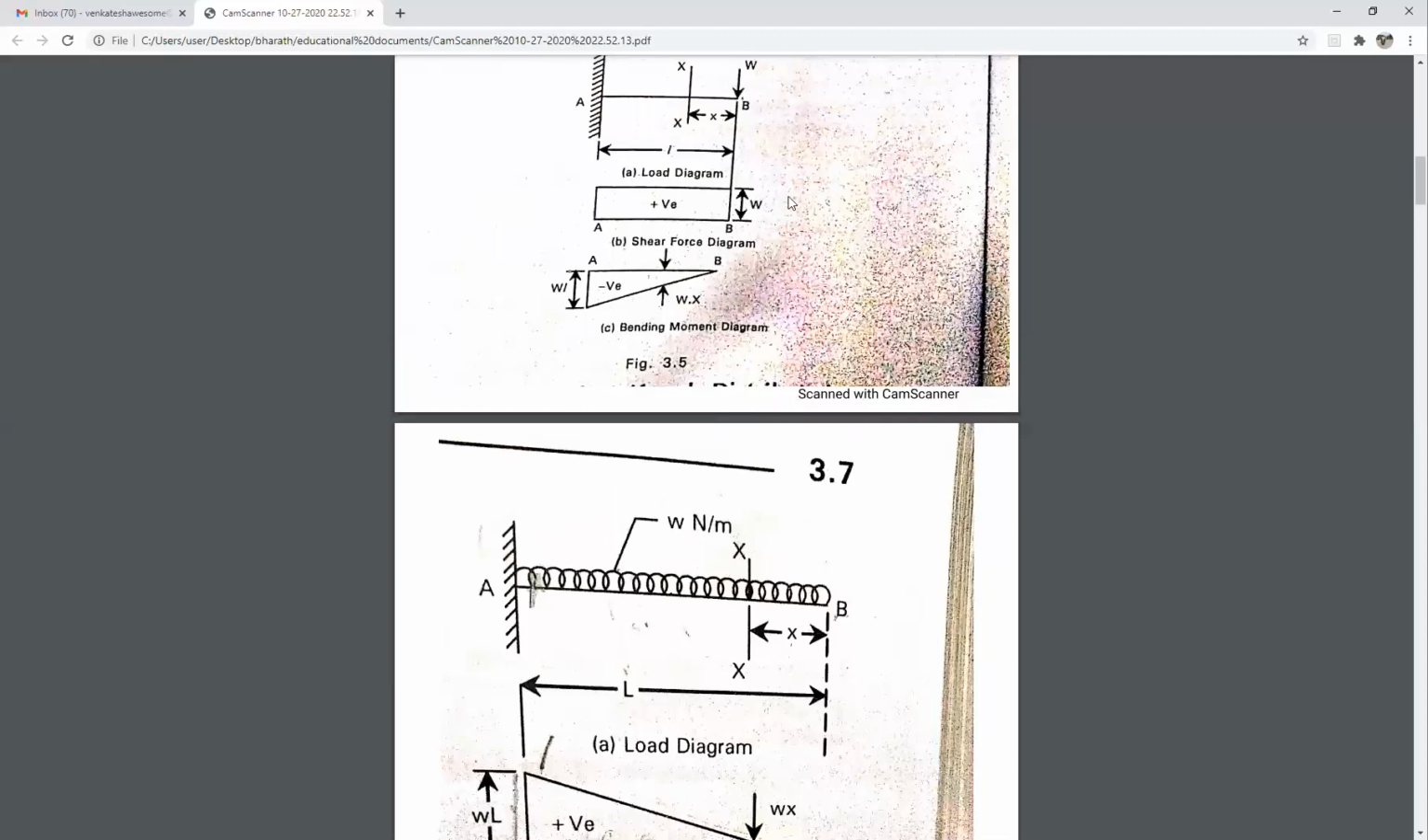So here also, for the SFD, the value could be the W only. In case of bending moment, the value could be W into L. So what does it mean? The bending moment is a load multiplied by the perpendicular distance. Okay, you can call it a bending moment.